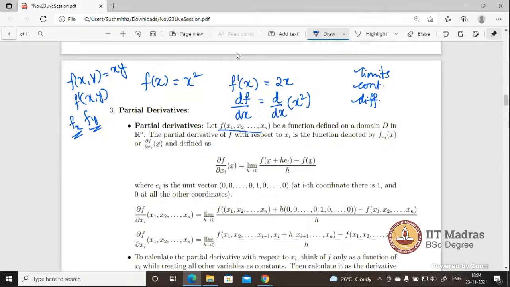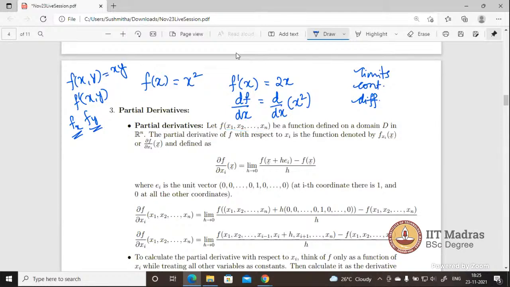So we start with a multivariable function. It can be scalar valued or vector valued. It doesn't matter. The confusion arises because the function depends on multiple variables, and that has to be guaranteed for partial derivatives. So you start with a multivariable function, f of x1, x2, up to xn. This is a multivariable function which depends on n variables, right?